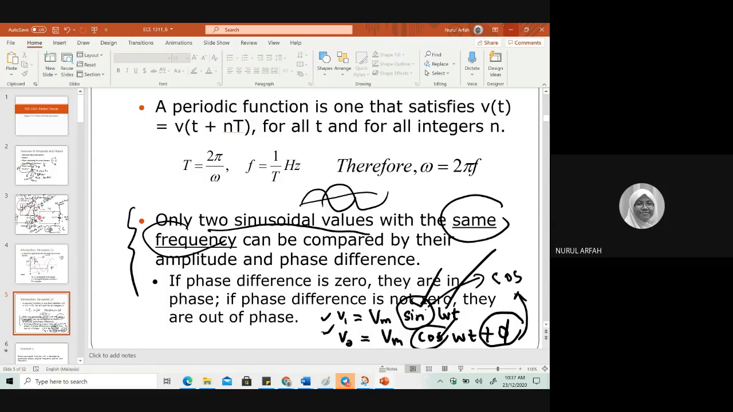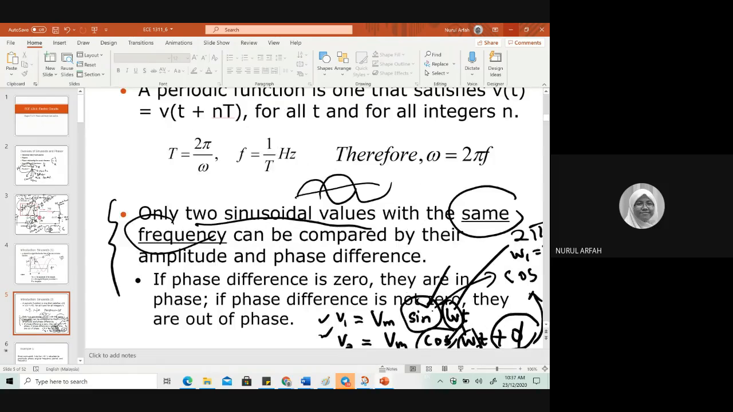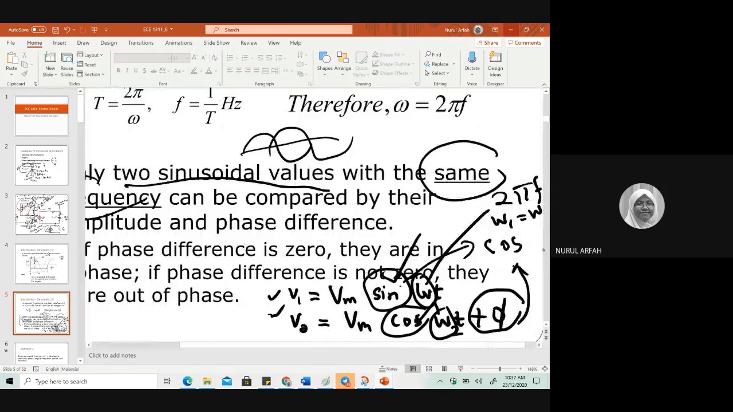And with this 2 pi f, you will have some information in there, but bear in mind that you're going to have the same omega 1 and omega 2 here, so that you can compare each other. Omega 1 and omega 2 should be the same, and only then can you compare. So basically, there are two things that you're going to compare. First, the sinusoidal and cosine should be the same. And then the angular frequency omega also should be the same, so that you can compare each other.